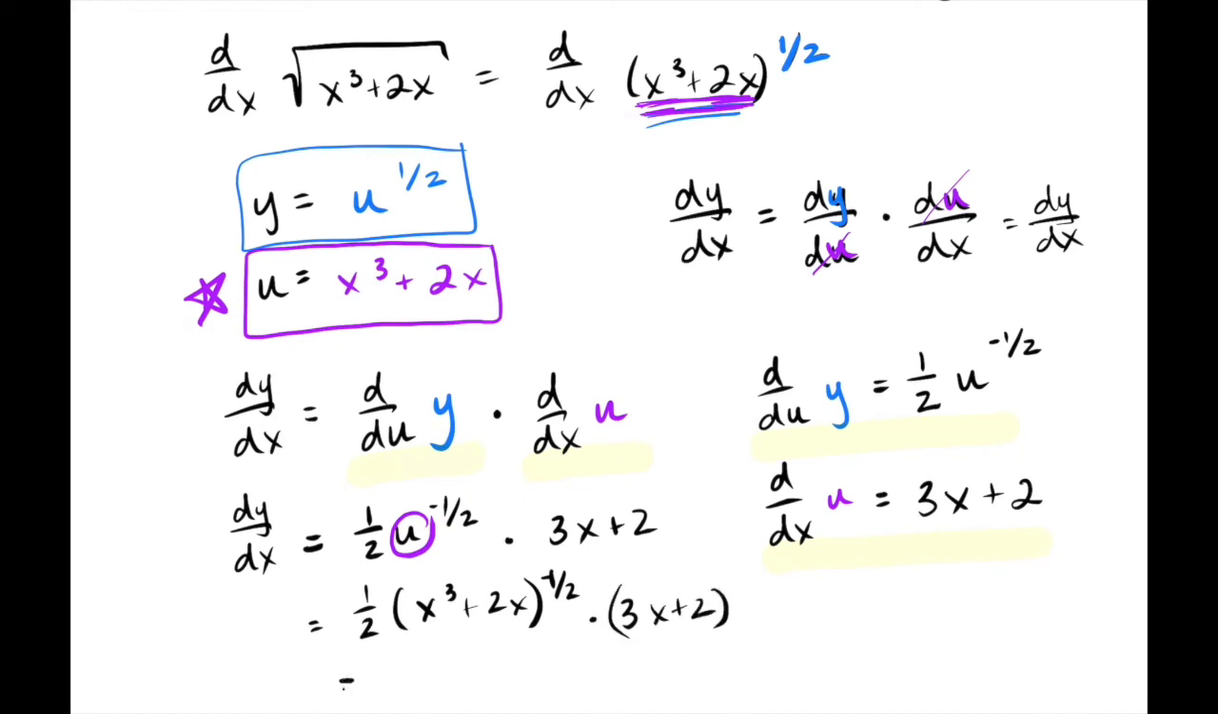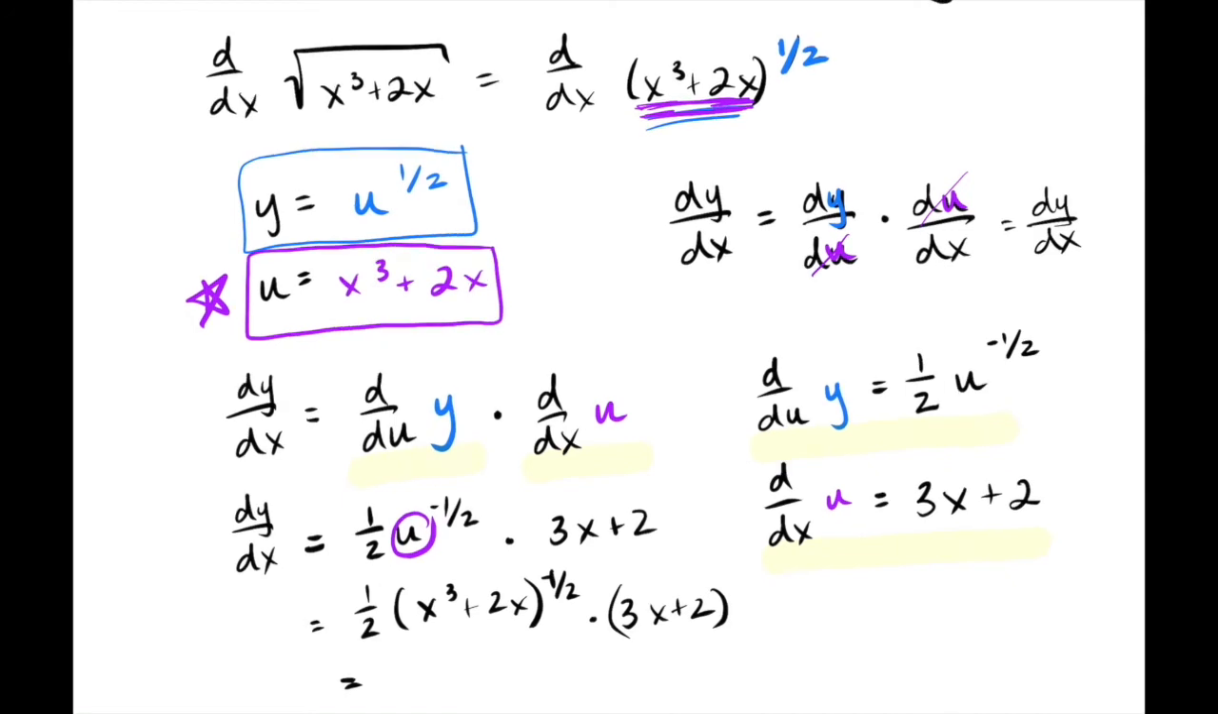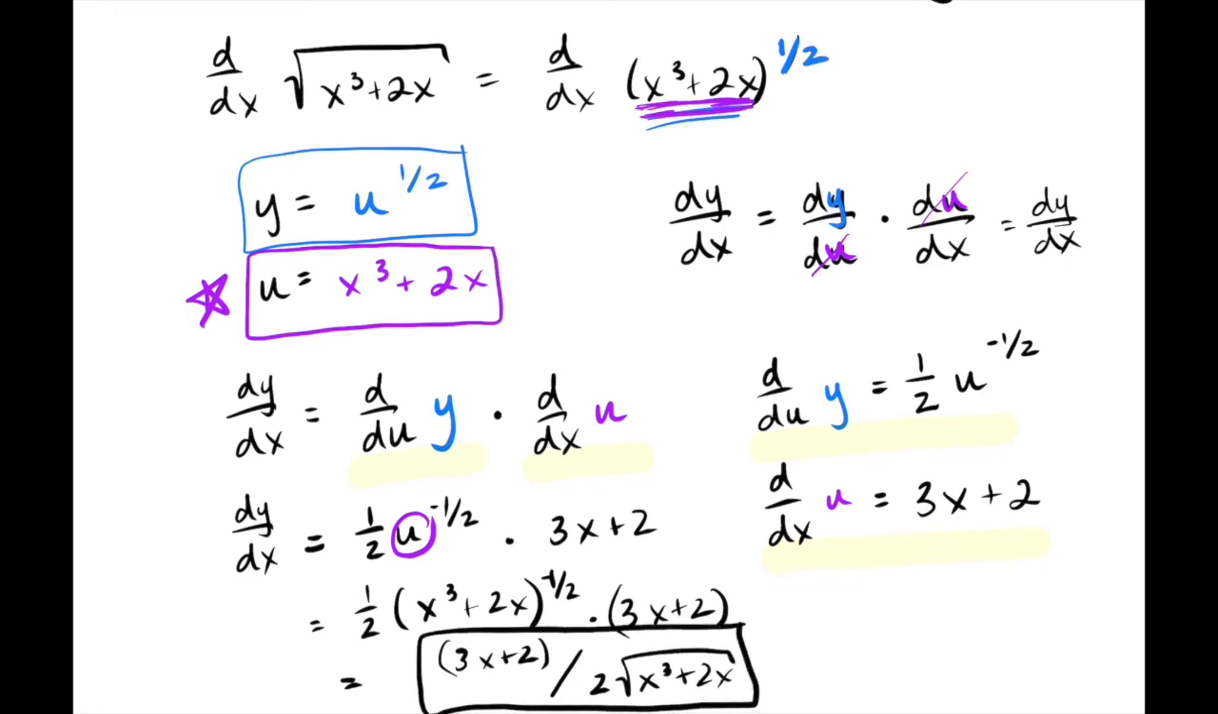My last step is to just simplify this out. I'm just going to do some algebra with it. And when I do that, I'm just going to make sure that all of my negative exponents go to the bottom, all of my fractional exponents become roots again, and everything gets multiplied together. So I have my 3x squared plus 2 on the top, and on the bottom I have 2 times the square root of x cubed plus 2x. So this guy right down here is my final answer. And this is the derivative of my function, which again I found using the chain rule.